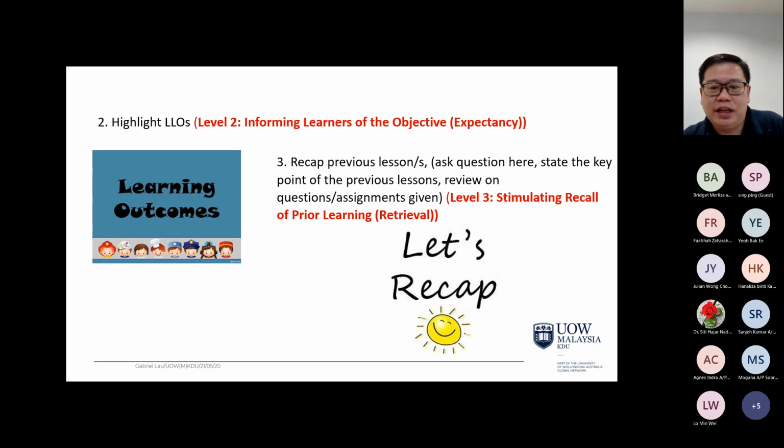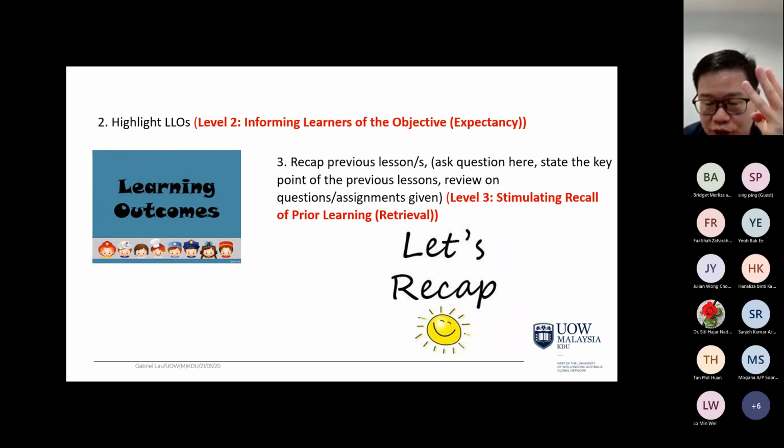Number 2, highlight lesson learning outcome. It is important for us to inform our students what they are supposed to achieve today, because this is actually the goalpost. This is what they need to achieve. This is what they need to do for this particular lesson itself. So this is basically called expectancy. Students will expect something. So under Gagne, it is level 2, same thing, inform learners of the objective. So when I highlight LLOs, then when I refer to Gagne's, it's actually very similar.